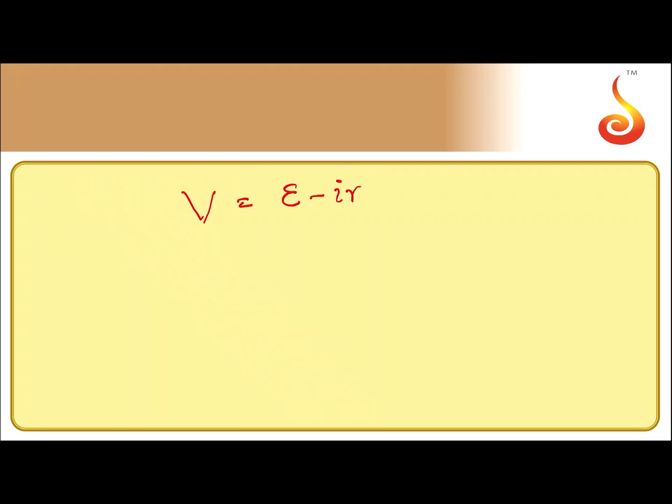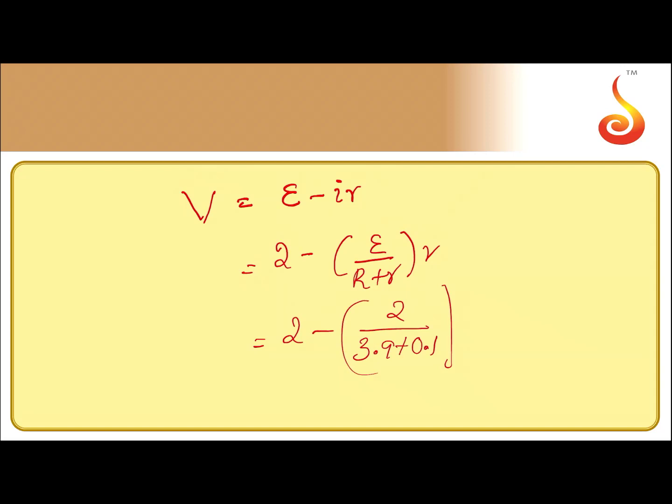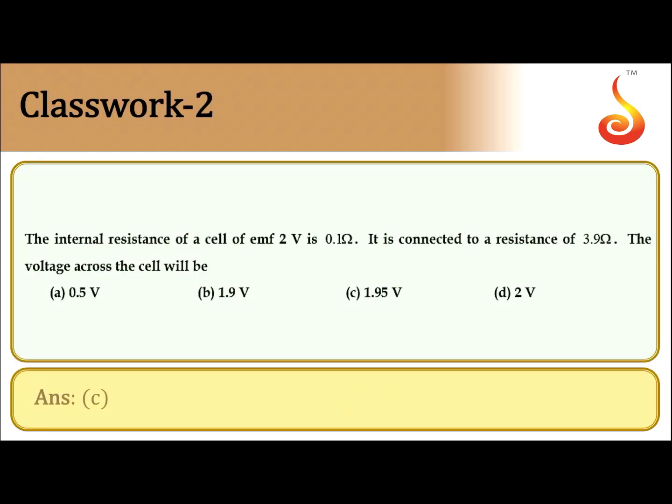So, we can simplify it further. What is the value of E? EMF is given as 2. The internal resistance is 0.1, and the current is given by E by R plus r, into r. So, 2 minus 2 divided by external resistance 3.9 plus 0.1, into internal resistance 0.1. So, upon simplification you get this as 1.95 volt. So, the terminal potential difference is 1.95 volt.